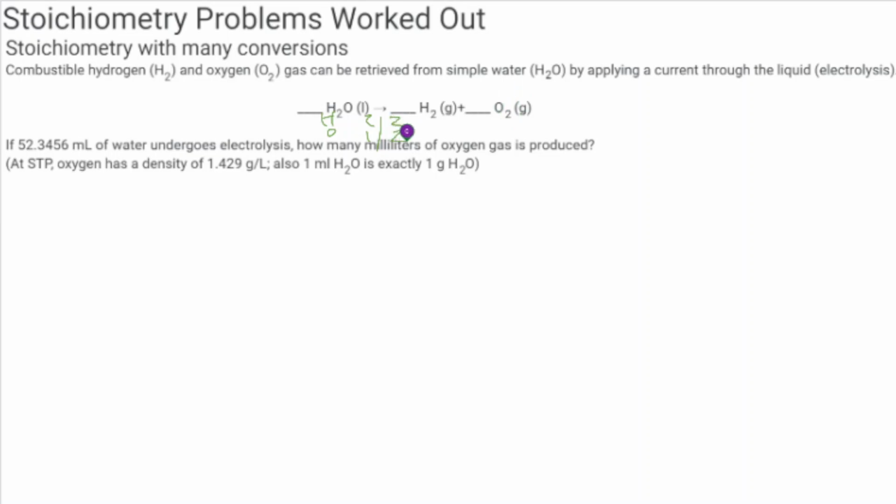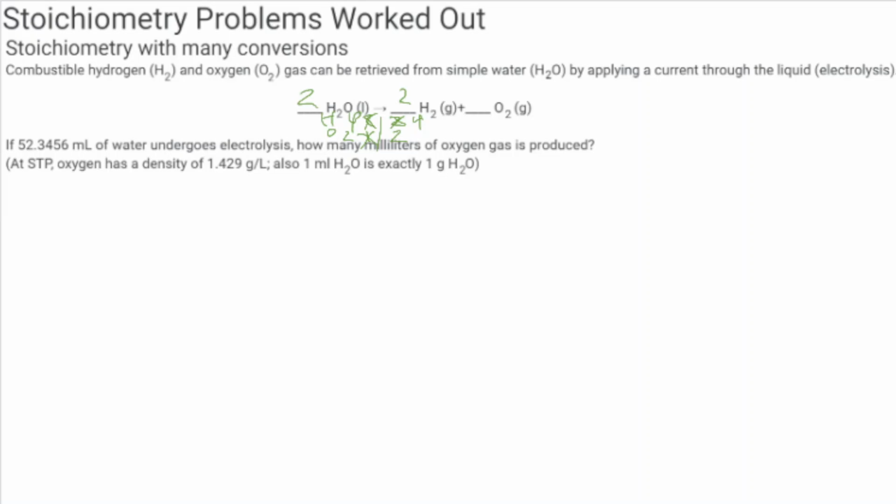So to make those equal, we are going to put a 2 coefficient in front of the water, the H2O. And so that's going to change our oxygens to have 2 of them, but it's also going to change our hydrogens to have 4 on the reactant side. So in order to make that balanced, I'm going to go ahead and add a 2 to the H2 on the product side to bump that up to 4. All right, so now that our equation is balanced, we'll go ahead and read the rest of the question.